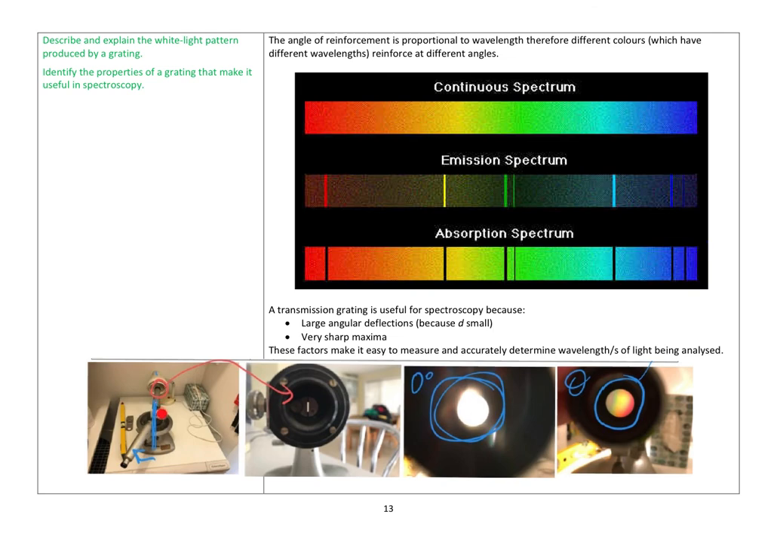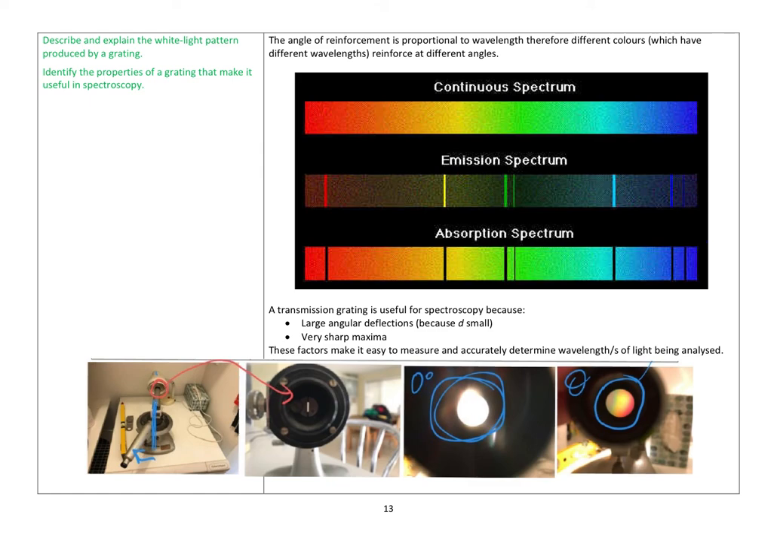As this white light goes through the transmission grating, depending on the wavelengths it's made up of, they will constructively interfere at different angles because d sin θ = mλ. So the sine of the angle of reinforcement is proportional to the wavelength. Different wavelengths, i.e. different colours, will reinforce at different angles as we move this tube around.